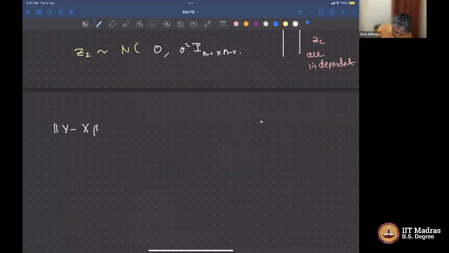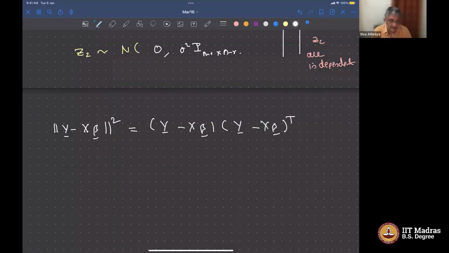This is what I wanted. This is what R naught squared will look like, the minimum of all these things. And R1 squared is the one with the constraint. This is y minus x beta into y minus x beta transpose. That's the definition. There's no fanciness in this.